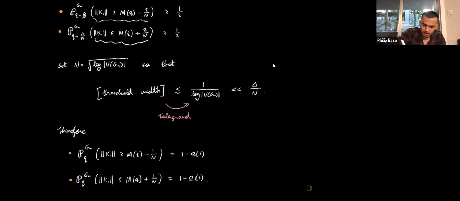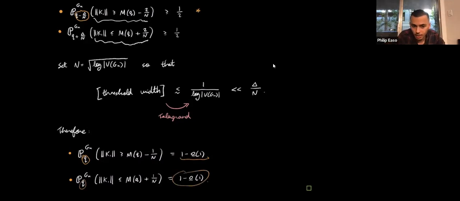So what that implies is, since we have probability at least 1/2 of this event down at Q minus delta over N, it must actually happen with high probability all the way up at Q, because we've gone up delta over N, which is more than the threshold width. And then the analogous result here.